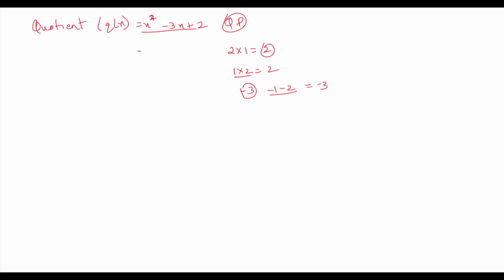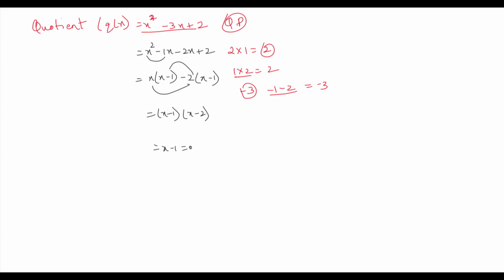Hence x square minus 3x plus 2 can be written as x square minus 1x minus 2x plus 2. From x square and minus 1x, x is common: x into x minus 1. From minus 2x and 2, minus 2 is common: minus 2 into x minus 1. Here x minus 1 is common in both, and another factor is x minus 2.